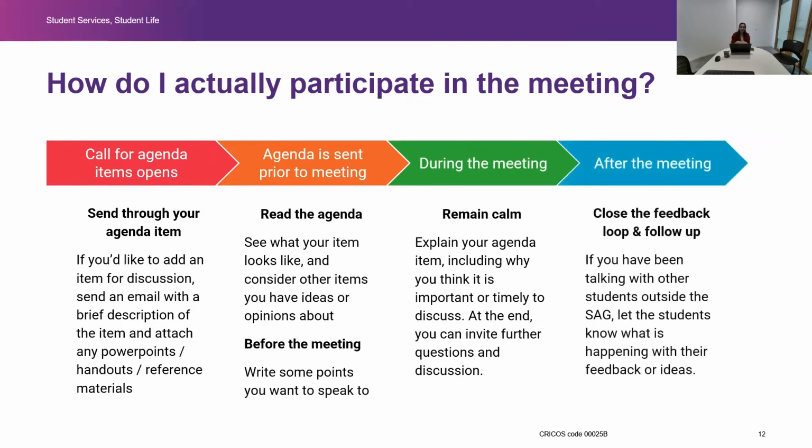And then after the meeting, close the feedback loop to do with whatever your agenda item was that you brought up. If you've been talking and canvassing students, maybe you've done a survey, let them know what's happening and what the follow-up actions from that meeting will be, so that feedback loop is closed and students know that there's been value in talking to you and sharing their opinions, because it's actually gone somewhere where something can be done.